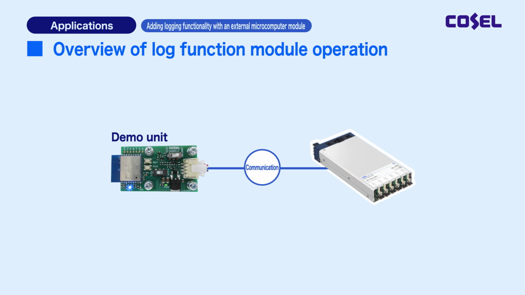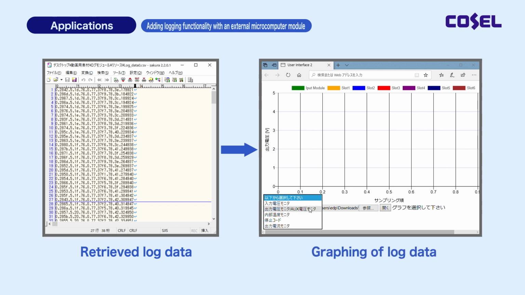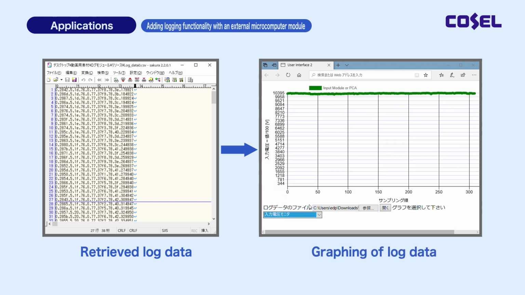The demo unit sends monitor commands to the communication power supply and stores the return monitor information as a log using flash memory. The demo unit can store up to 37 items x 4,000 datasets. By retrieving and processing the saved data, changes over time can be viewed on a graph.